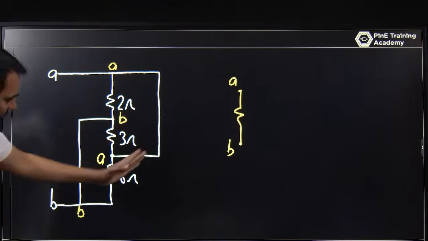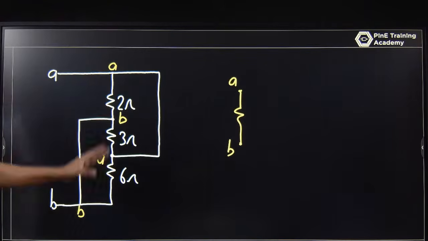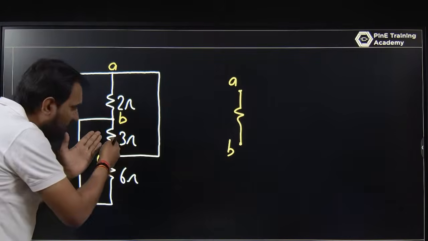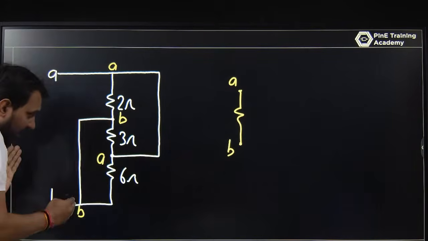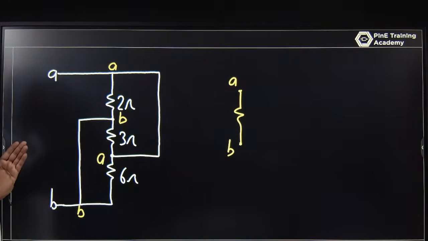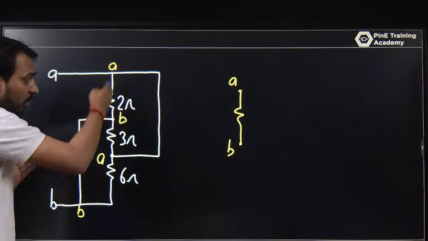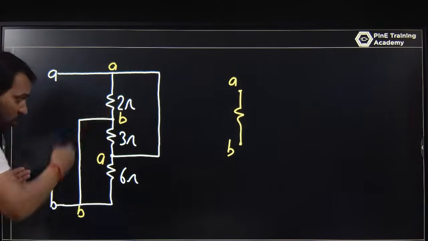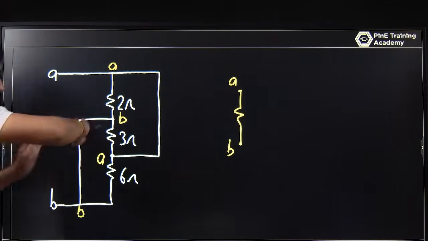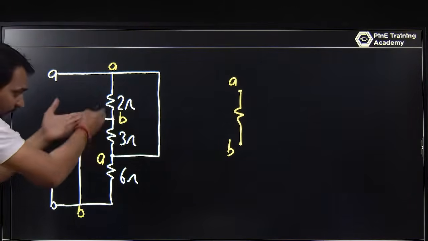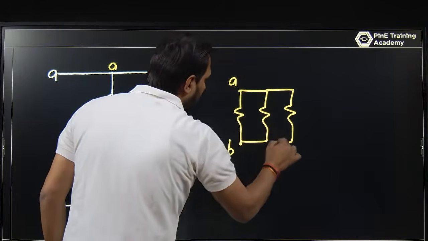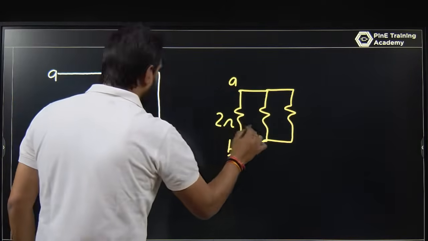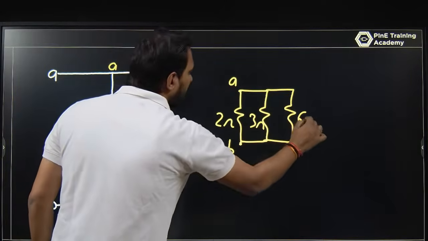If you are using this path, A to B is divided in the RAB. This is not shorting the 2 ohm and 3 ohm. Just think in this way. This is not a short, because this is connected with B. So this 2 ohm, 3 ohm is not connected with a short. They have a B node. So once you convert into RAB, this is A to B and A to B, that is 2 ohm, 3 ohm and 6 ohm.